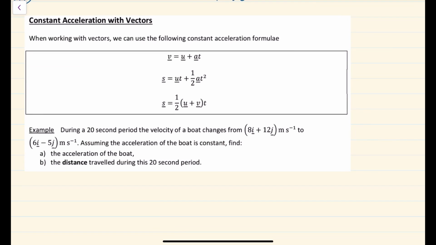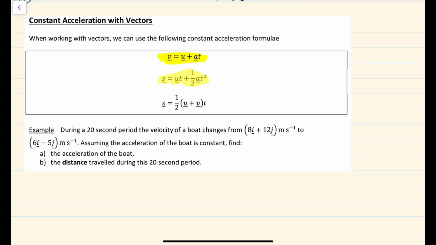We're going to look now at constant acceleration with vectors. These are the same equations we've seen before, except with vectors. So instead of v equals u plus at, it's vector v equals vector u plus vector a times t.